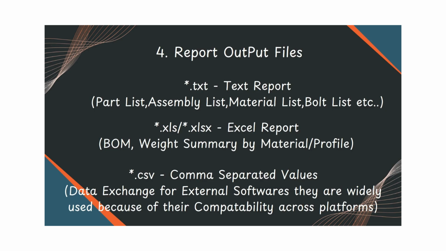Number 4 is report output files. It is the output we get from Tekla Structures after modeling is done, like part list, assembly list, material list, bolt list, etc. For example, if you want a summary in Excel format like BOM, weight summary by material by profile, we can get. And CSV stands for comma separated values. Because of its wide compatibility across different platforms, we are using the CSV file as well.